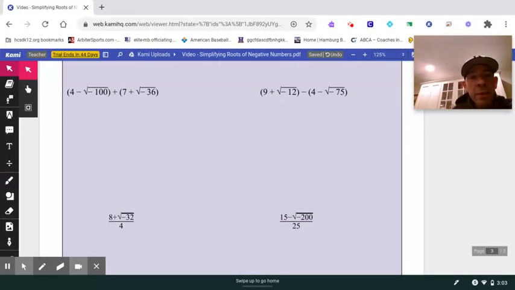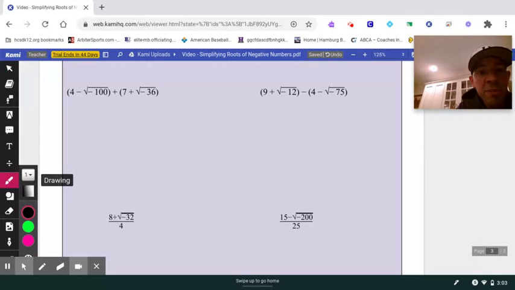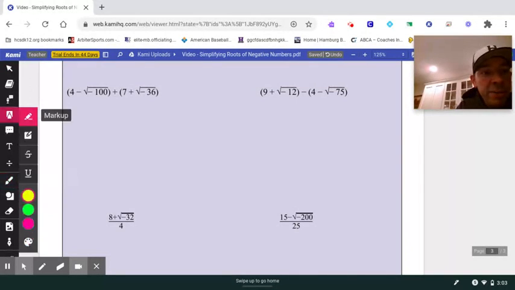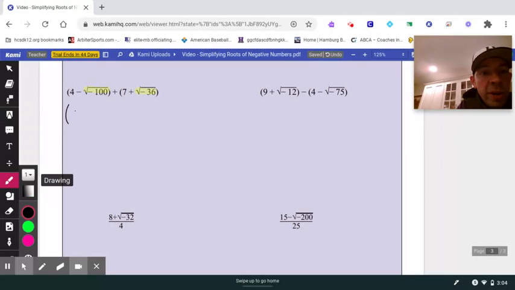So ultimately, I want to combine and add like terms here, but what we want to do is simplify these radicals first, okay? If you want to make a little note to yourself, just say simplify the radicals first. I'll go ahead and highlight them. So we're going to simplify that square root of negative 100 and the square root of negative 36. So we'll have 4 minus 10i plus the quantity 7 plus 6i.